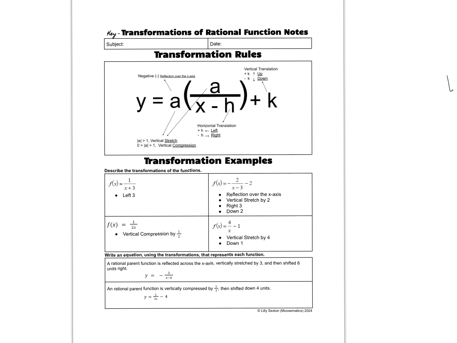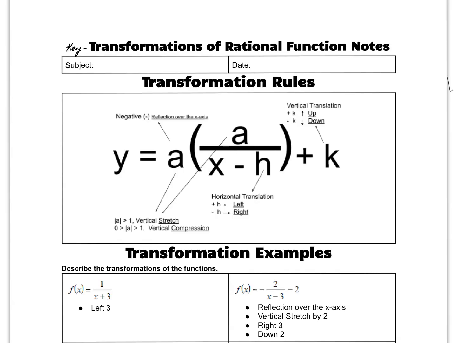In this video lesson, we will be learning about transformations of rational functions. Here is the rational function y equals a times a over x minus h plus k. Now, we have seen transformations before with other functions, and much of it is similar. Here, with the x minus h, this is our horizontal translation or shift, right or left.